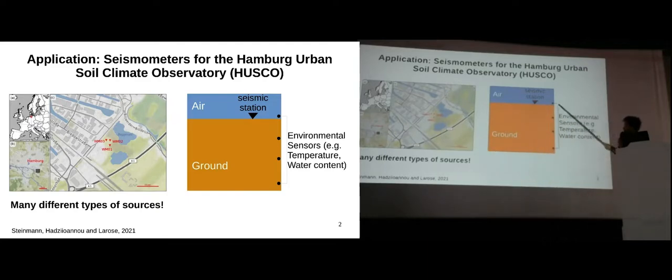Inside the soil and in the air, we also have different environmental sensors to check for certain types of medium changes, like if the temperature is changing or the water content. So all that makes it a very interesting study case for blind source separation, because we have different types of sources, but we also have potential medium changes which we can observe.